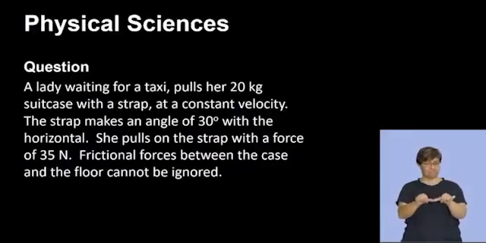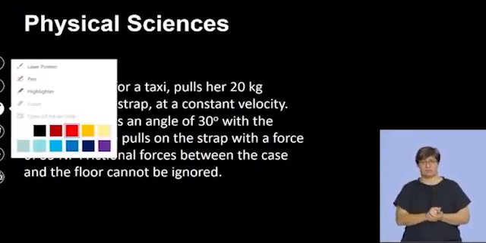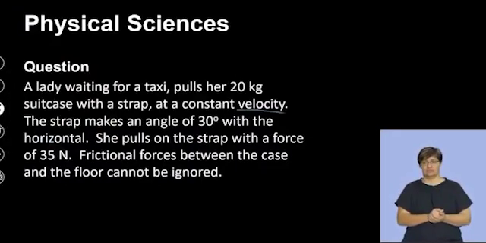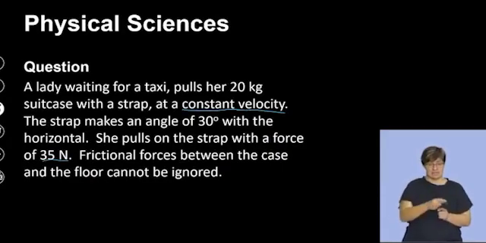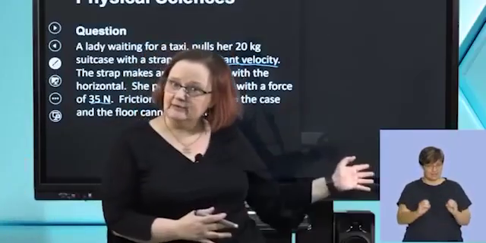So now the constant velocity is quite important because when we look at it, constant velocity means that the forward forces and the backward forces are equal, okay? The strap makes an angle of 30 degrees to the horizontal. She pulls on the strap with a force of 35 newtons. Frictional forces between the case and the floor cannot be ignored. She can only pull it at constant velocity if there's friction, okay? Because if there's no friction, it'll accelerate.